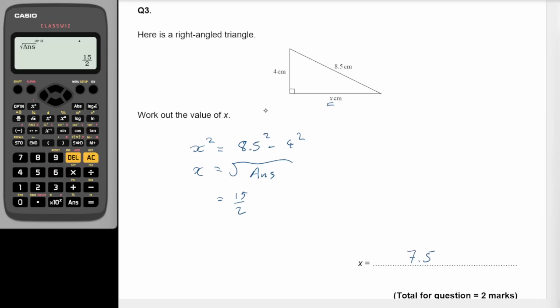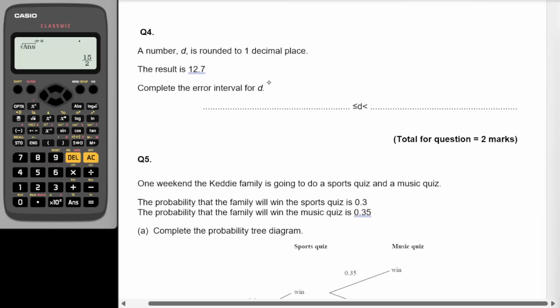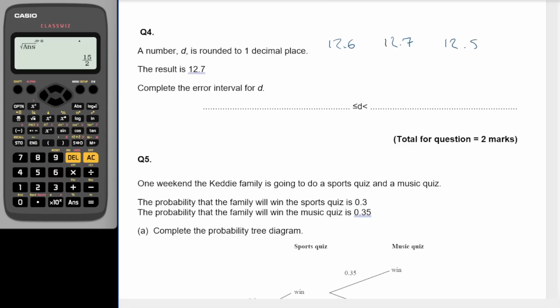Right, question 4. A number D is rounded to 1 decimal place. The result is 12.7, complete the error interval. So that means that it's been rounded to 12.7 as opposed to 12.6 or 12.8. So we look for directly in between, and those become our error intervals. So we're looking at 12.65.